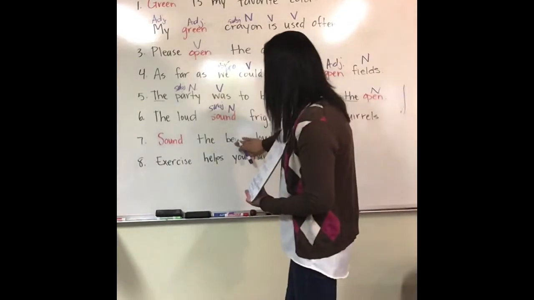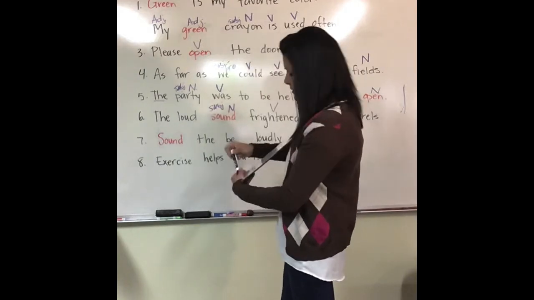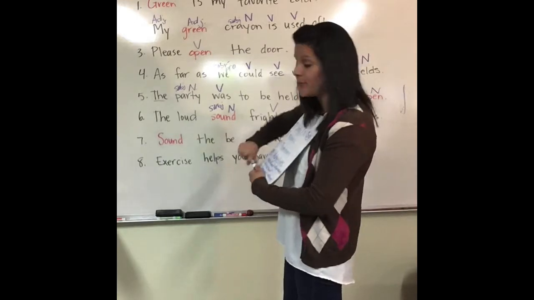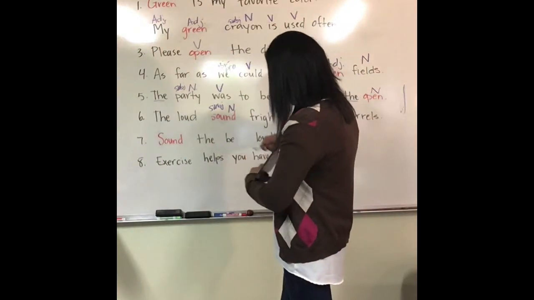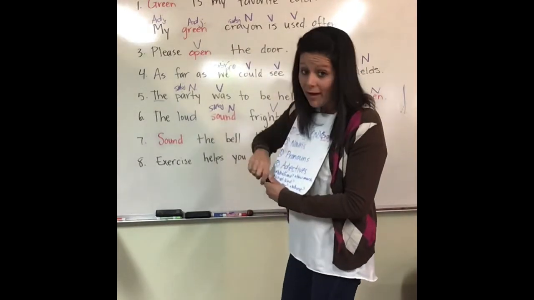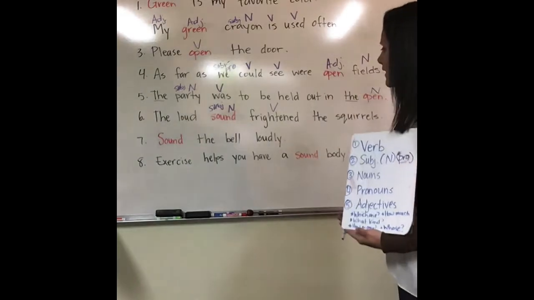The next one says, sound the bell loudly. I spelled that wrong, I put the wrong thing. This is Tiffany. These are the real people. I make mistakes just like you do. Oh, come on now. Sound the bell loudly. Okay.